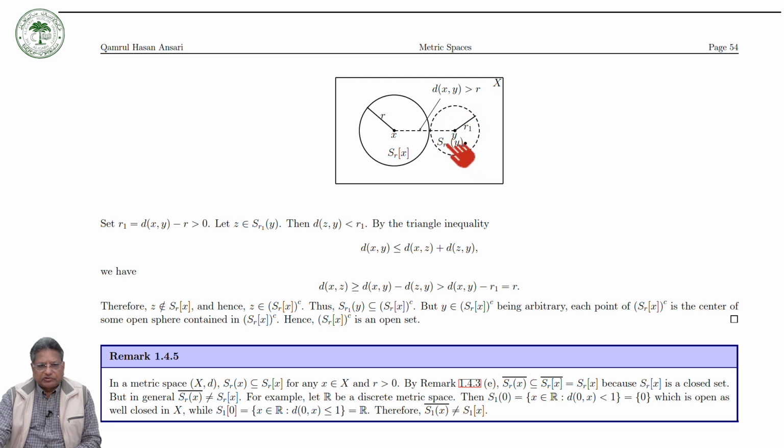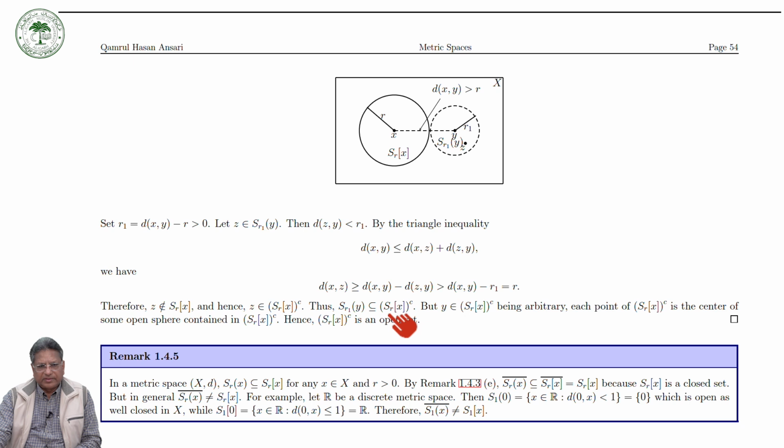in this open sphere. Then d(z,y) must be less than r1, and by the triangular inequality we have d(x,y) is less than or equal to d(x,z) plus d(z,y). In other words, d(x,z) is greater than or equal to d(x,y) minus d(z,y). This is greater than d(x,y) minus r1, but d(x,y) minus r1 is equal to r. So this is greater than r. It means that z does not lie in this closed sphere, and hence z must be an element of the complement of this. It means that this open sphere with center at y and radius r1 lies in the complement of this one.